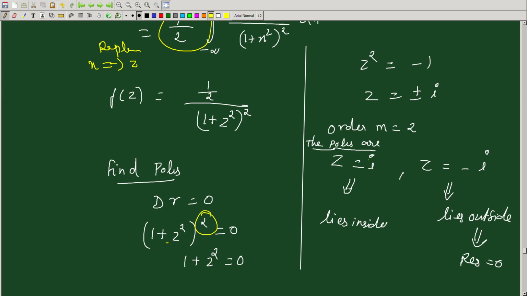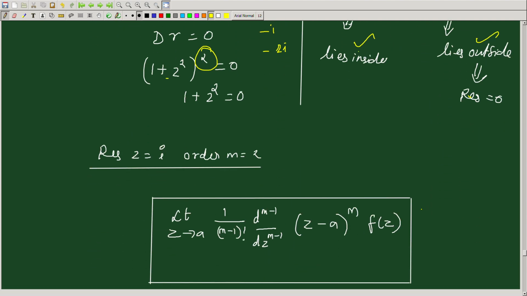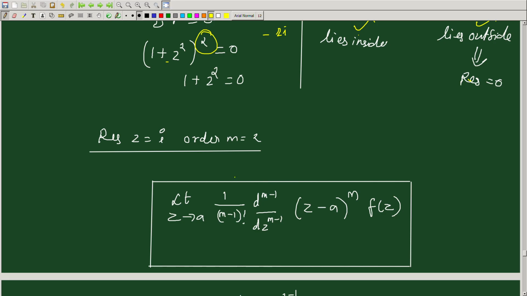So the order is 2, the poles are z equal to i, z equal to minus i. Always negative i lies outside, residue 0; positive i only lies inside, because it is a semicircle, right? All positive values lie inside, all negative i lie outside. So this lies inside, this lies outside, right? For the one that lies inside, you have to find the residue formula. It's a very important formula. The order is 2.